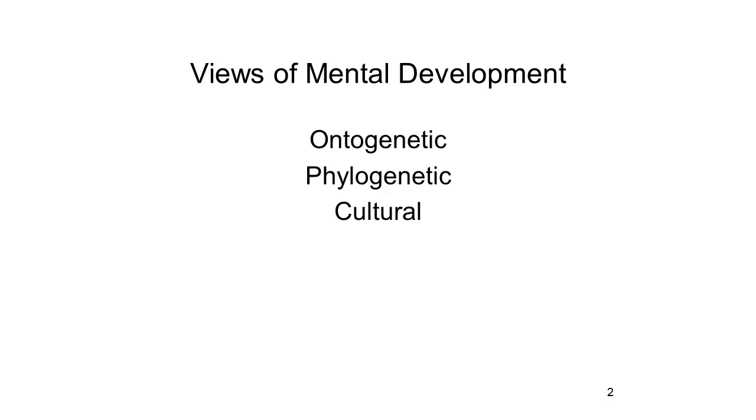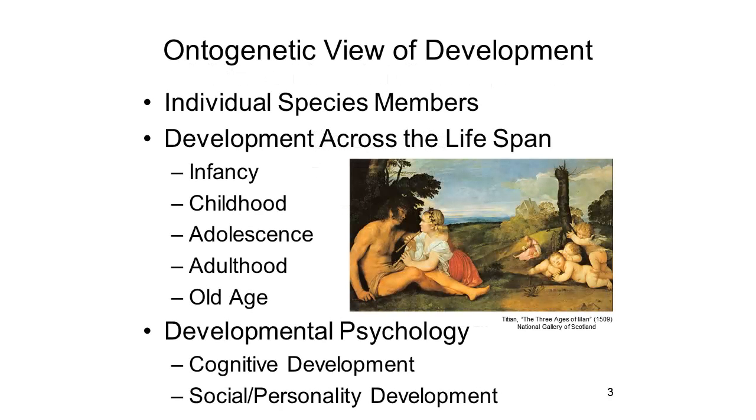In addressing questions of mental development, psychologists tend to take one of three general views: the ontogenetic, the phylogenetic, and the cultural. The ontogenetic view has to do with the development of the individual human being. From the ontogenetic point of view, we trace the development of mind and personality across the lifespan of the individual, from birth through infancy, childhood, adolescence, adulthood, right through to old age and death.